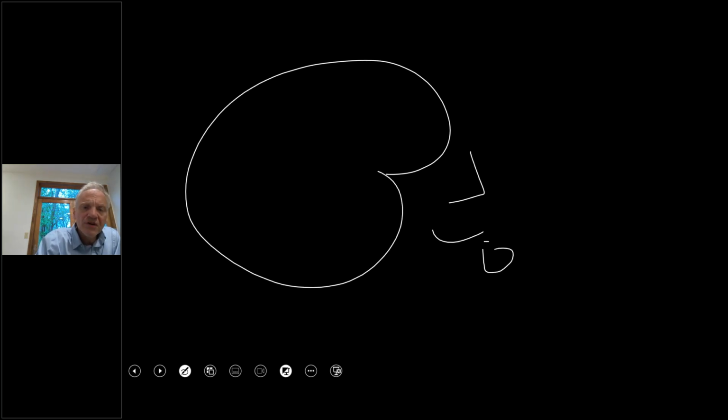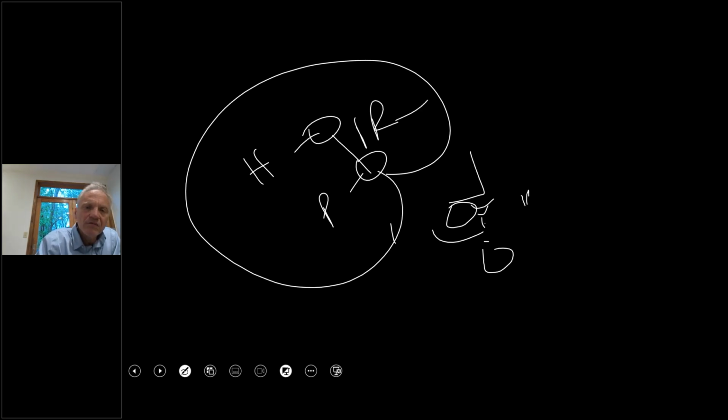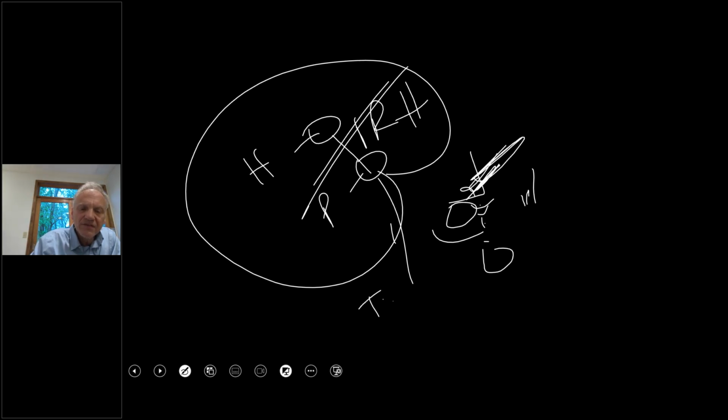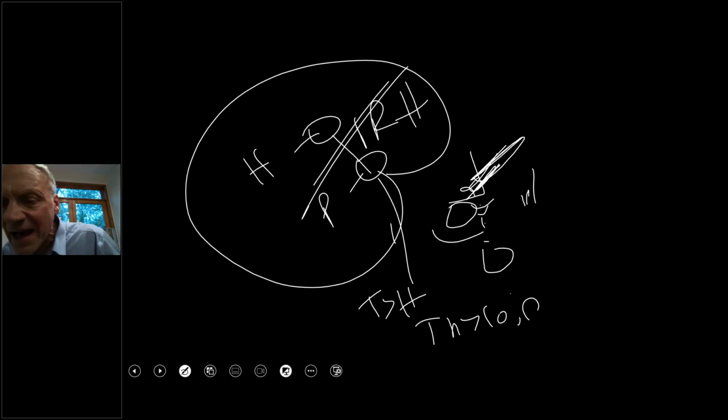So here's the pituitary. And here is the hypothalamus. So the hypothalamus sends thyroid releasing hormone. There you go. And then your pituitary sends TSH down to the thyroid, right?